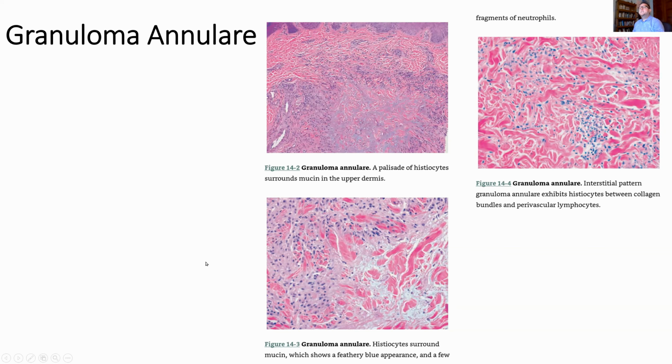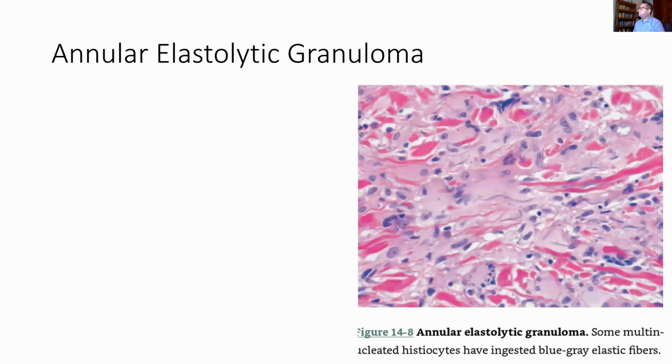And then the last pattern that Whedon describes is sarcoidal or tuberculoid. So I don't have a picture of that right here, but it's one with just a much well-formed granuloma. The sarcoidal pattern can still be granuloma annulare.